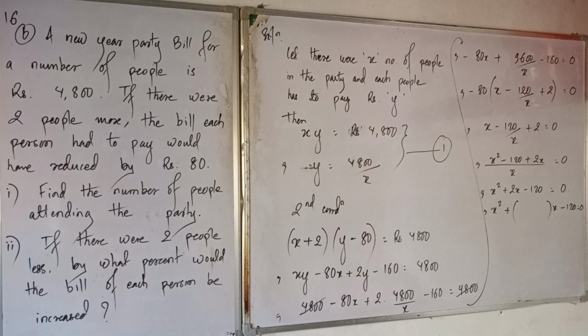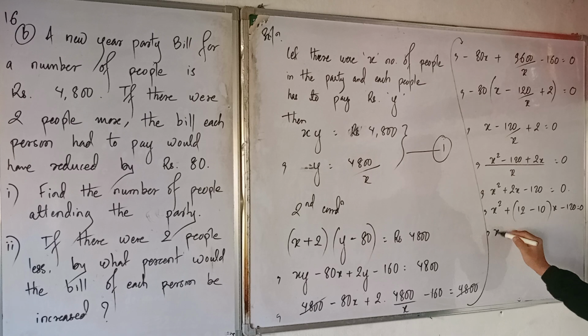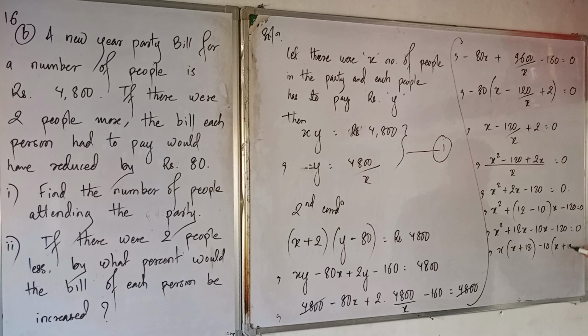10 times 12, 12 times 10, and 12 minus 10. So x squared plus 12x minus 10x minus 120 equals 0. Now you just take x plus 12 and x minus 10. This becomes x plus 12 equals 0, or x minus 10 equals 0. Now you can do either. I'll rub out the other side, this quotient; you'll be needing this no more. From here to here.